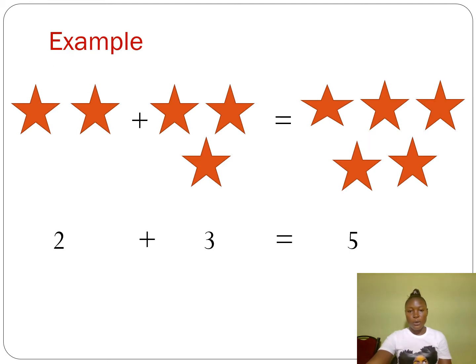Good. Let's carry on. Now this is an example to explain more on the explanation of addition. We can see 2 stars being added to 3. Now when all these stars are being added together, we can get 5 of them. The same way it's been written in figures: 2 plus 3 equals 5. So now you've gotten the understanding of addition. Good. Let's carry on.